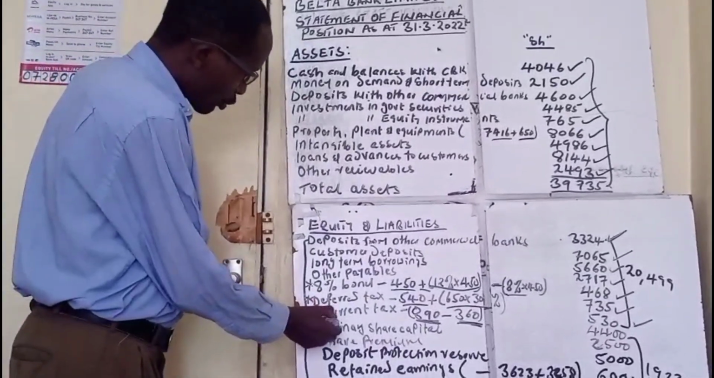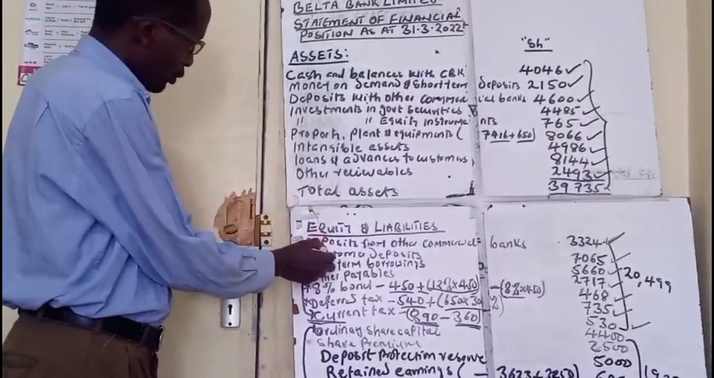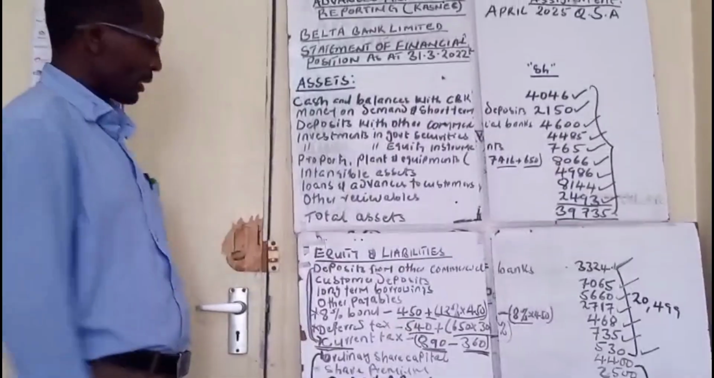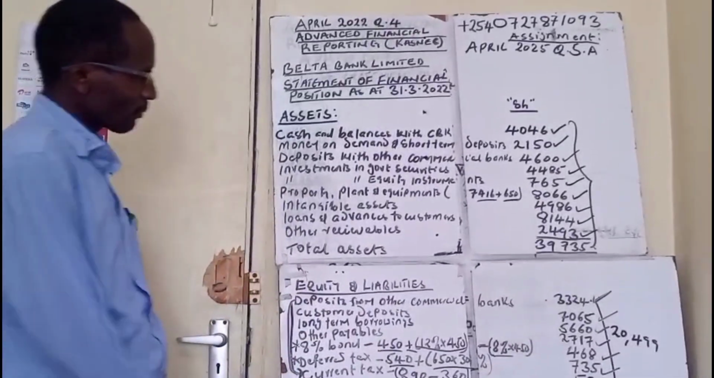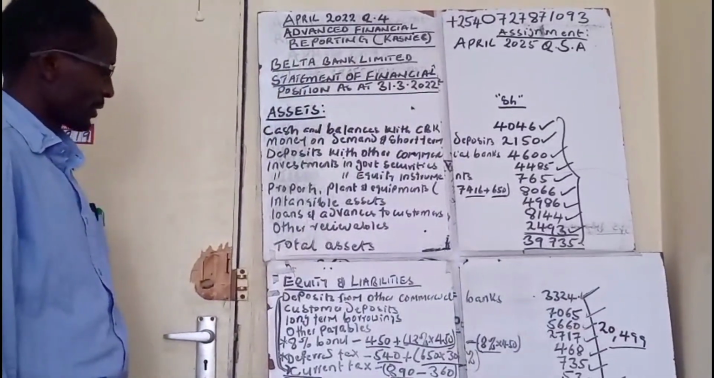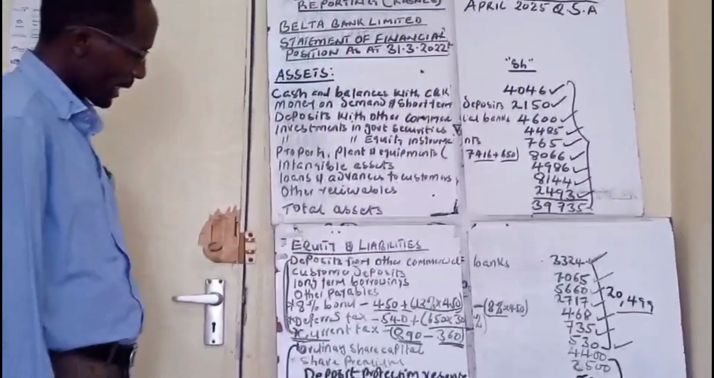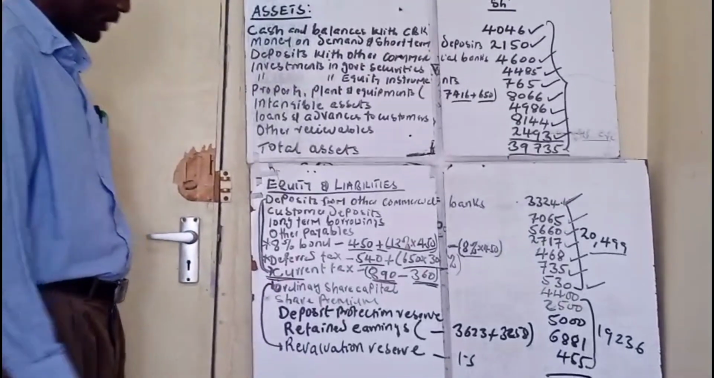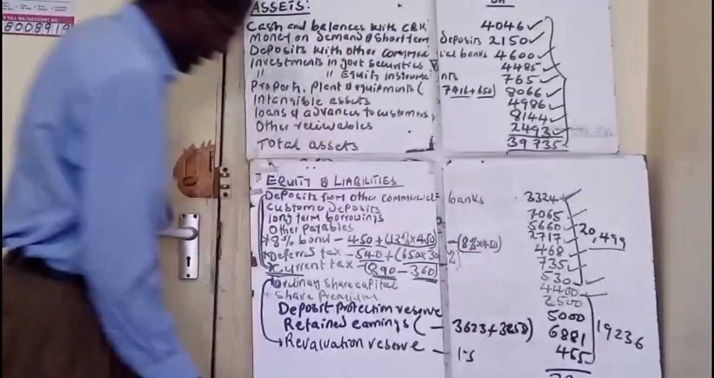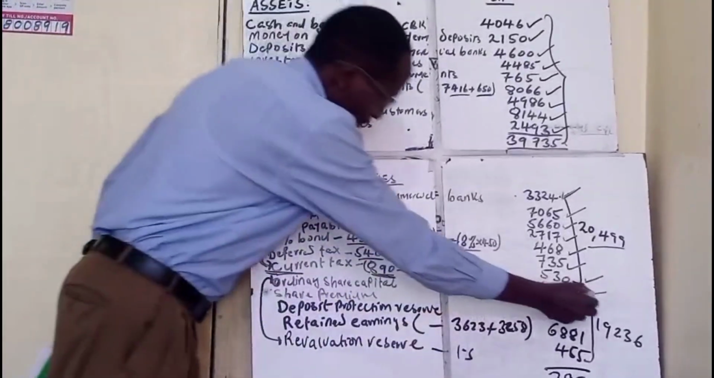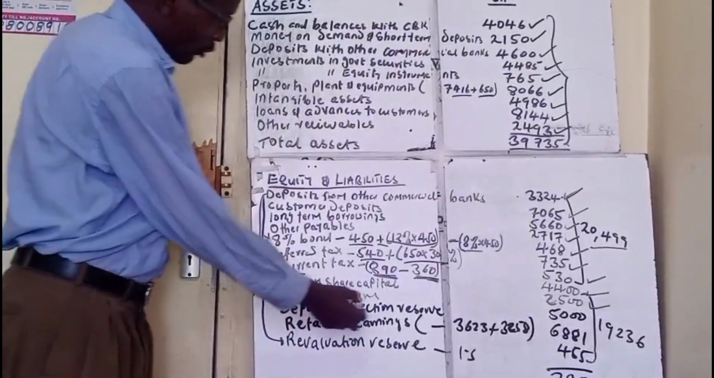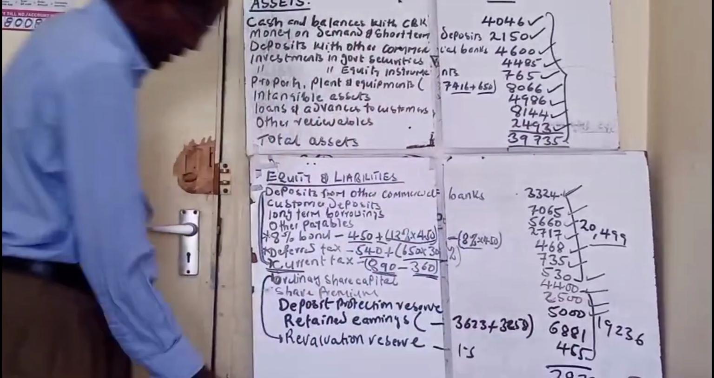Now these are the total liabilities: 1, 2, 3, 4, 5, 6, 7. These 7 items comprise the liabilities. So if you add them together, you get 2499, our total liabilities. Then the other part is the equity items. Ordinary shares, we got 4,400, given there. Share premium is given as 2,500. Deposit protection reserve, we have 5,000.